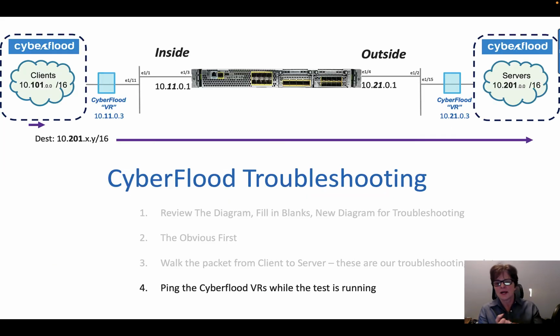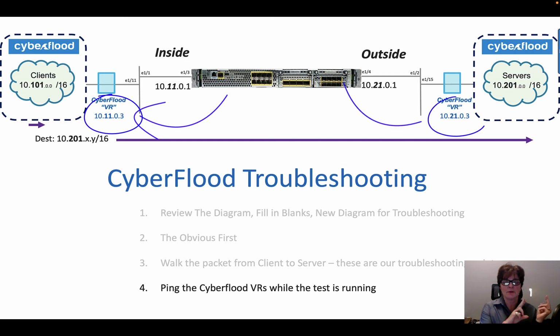So we've reviewed the diagram. We've done the new diagram for the troubleshooting that we'll be using for all of the other videos. We've covered the obvious first, walked the packet from the client to the server, and looked at all of our different troubleshooting points. And now for the last thing. While the test is running, I should be able to go into my Firepower 4120 and ping 10.11.0.3, the client-side VR, and I should be able to ping 10.21.0.3, the server-side VR, while the CyberFlood test is running. If I cannot ping them, that is a problem.